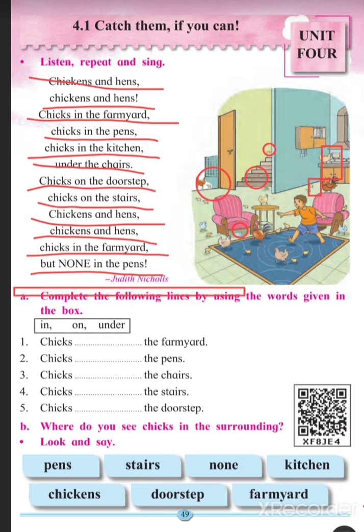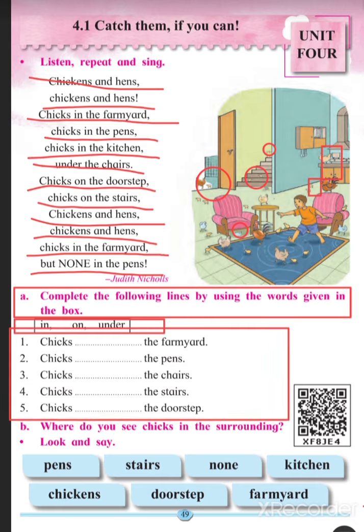The first activity A is: complete the following lines by using the words given in the box. Now, where is the box? Here: in, on and under. Here they have given fill in the blanks. Now, we have to use I-N in, O-N on, and U-N-D-E-R under, with the help of these three words to fill the blanks. So, what is the first one here? Chicks dash the farmyard. Chicks in the farmyard. So we will write here I, N.